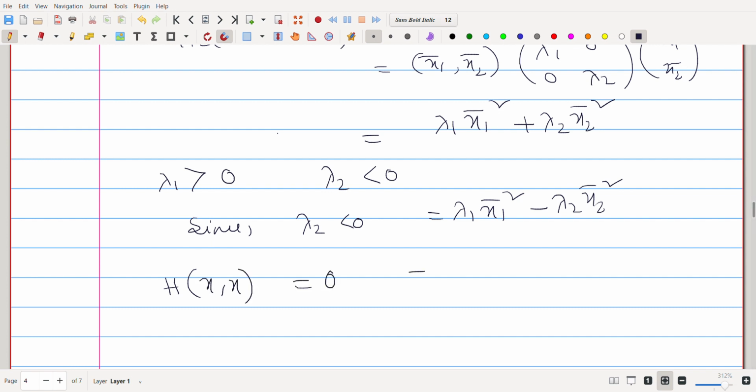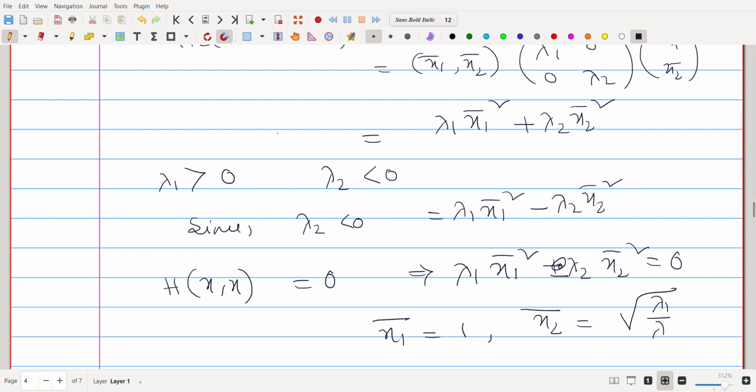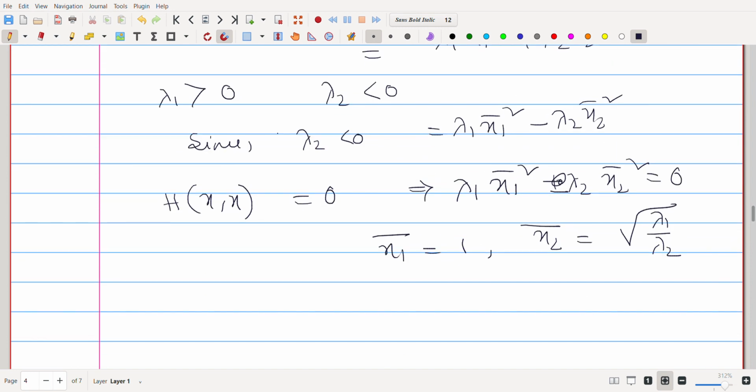So if it is 0, that will imply lambda 1 x1 bar square plus lambda 2 x2 bar minus lambda 2 x2 bar square equal to 0. So in particular, take x1 bar to be 1 and x2 bar to be root over lambda 1 by lambda 2. Then this becomes 0. Hence there exists some non-zero vector that satisfies this condition, right?